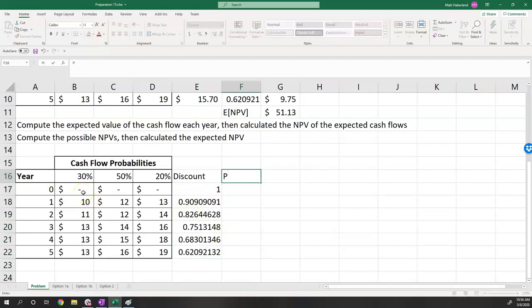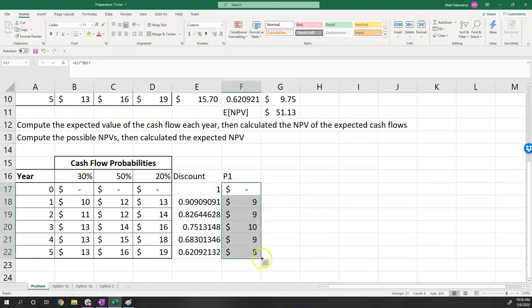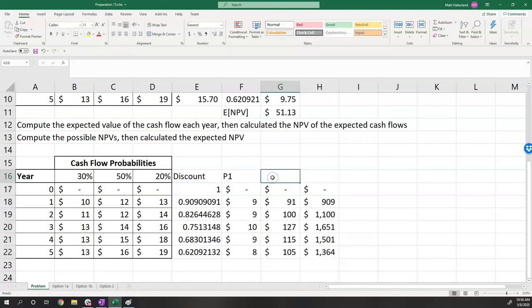Okay, so let's calculate each of the possible net present values. So the present value of the cash flow with this first case, I'll calculate this possibility, is the discount factor multiplied by the cash flow in that year. Now let's lock this column here, B13, so that we'll be able to just drag that over.